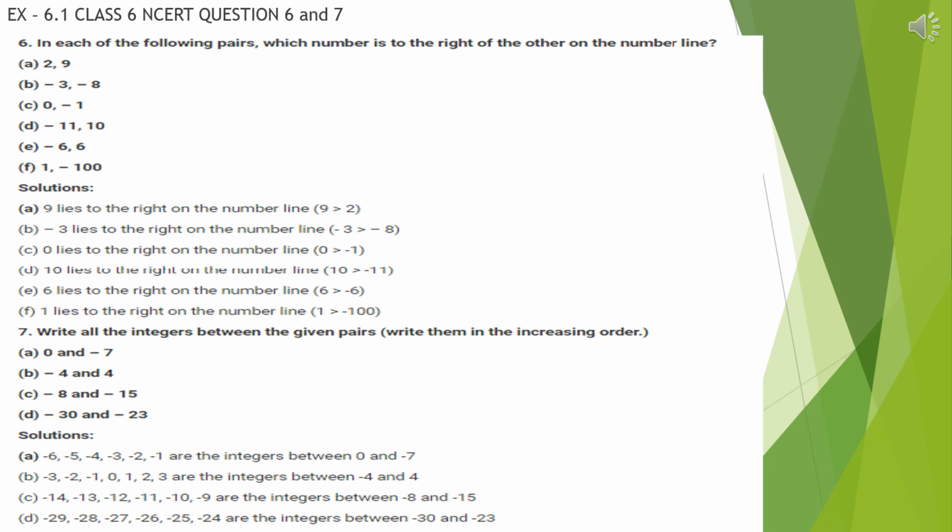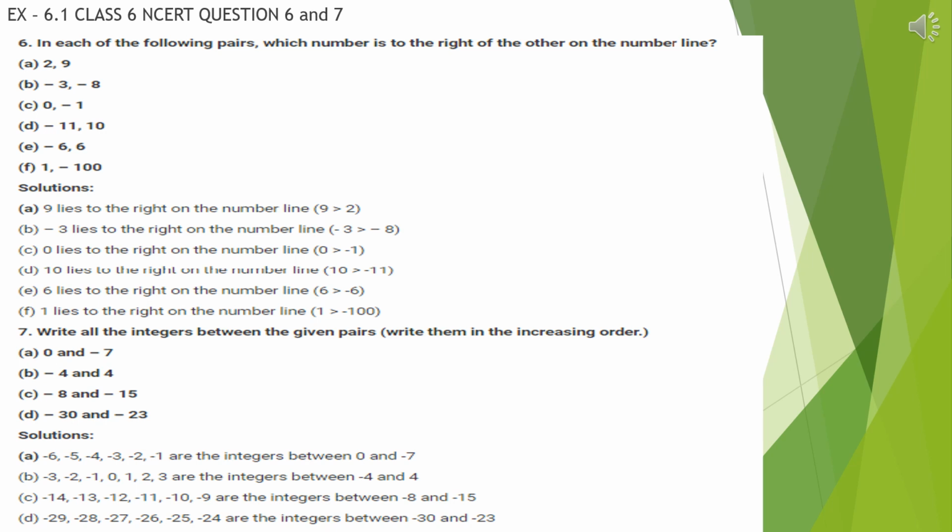D part, minus 11, 10. Here 10 is greater than minus 11. So 10 is on the right of minus 11 on the number line. E part, minus 6, 6. Here 6 is greater than minus 6. So 6 is on the right of minus 6 on the number line. F part, 1, minus 100. Here 1 is greater than minus 100. So 1 is on the right of minus 100 on the number line.